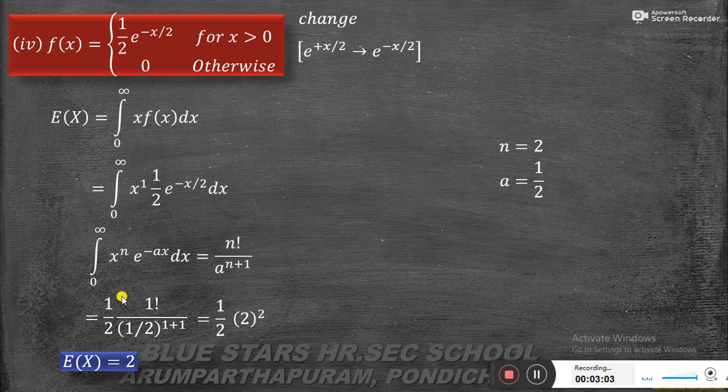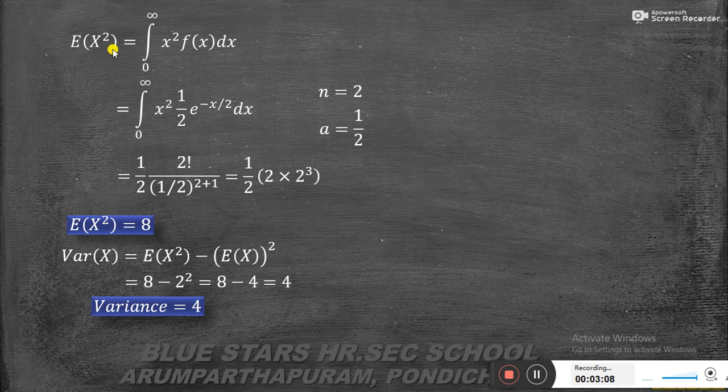Mean equal to 2. This is the answer for mean. Next step, expectation of x square. Expectation of x square means the formula is integral minus infinity to plus infinity x square f of x dx. So minus infinity to 0 plus 0 to infinity. Minus infinity to 0 is 0. So plus 0 to infinity of x square f of x dx. The interval 0 to infinity represents the first interval, x greater than 0. I substitute the function 1 by 2 e power minus x by 2 dx.